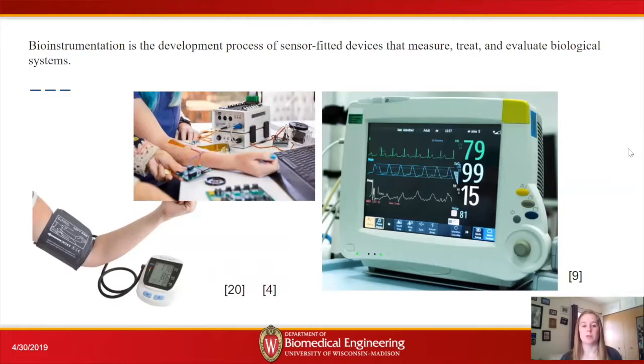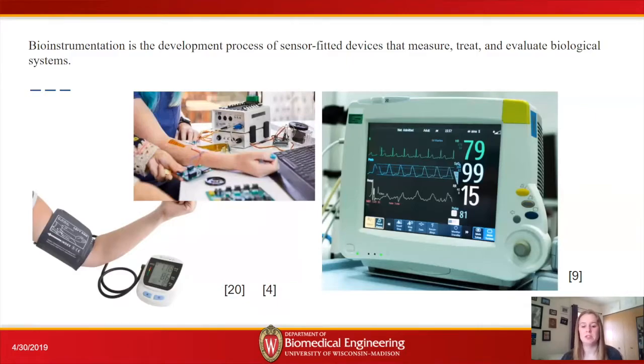Bioinstrumentation is another pathway of biomedical engineering, and this pathway focuses more on the electrical technology, including sensors that can help patients. So I have a question. How many of you have gone to the doctor and they put something on your arm and it gets really tight? I'm guessing most of you have, and this is one example of bioinstrumentation. So engineers have created this technology that can measure the blood pressure within someone's body without a doctor or a nurse having to do it themselves.